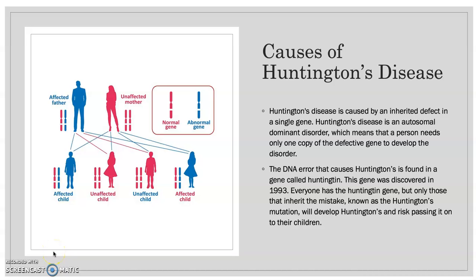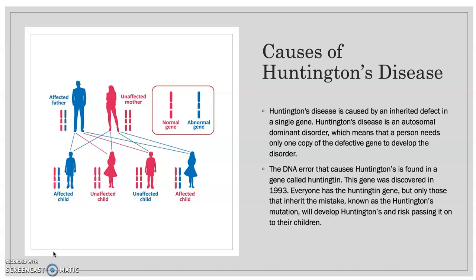Next, what are the causes of Huntington's? Huntington's disease is caused by an inherited defect in a single gene. Huntington's disease is an autosomal dominant disorder, which means that a person needs only one copy of the defective gene to develop the disorder. The DNA error that causes Huntington's disease is found in a gene called Huntington. This gene was discovered in 1993. Everyone has the Huntington gene, but only those that inherit the mistake, known as the Huntington mutation, will develop Huntington's and risk passing on to their children.